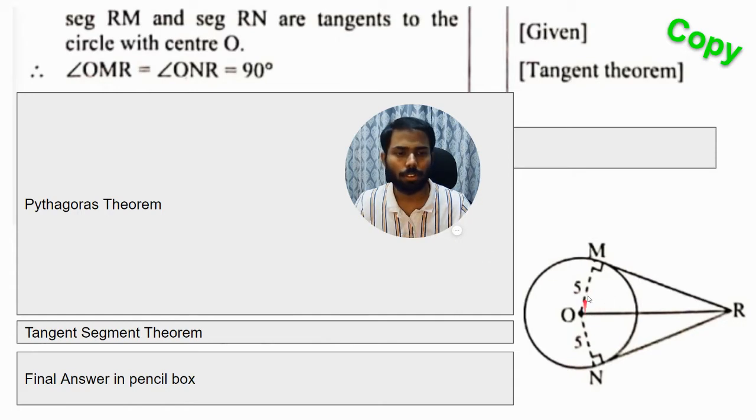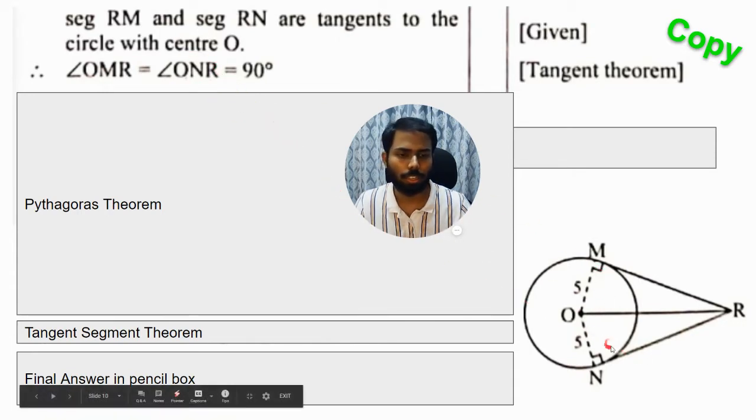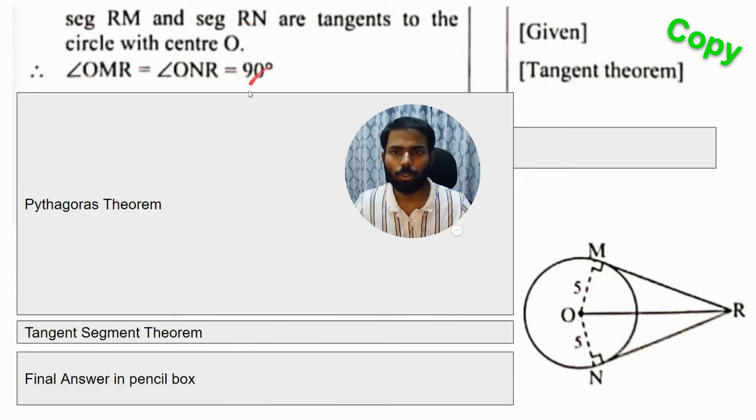Where is OMR? Here. This angle is OMR. Next, ONR. Where is ONR? Over here. So these two angles are equal to 90 degrees using tangent theorem. Now, look at this upper triangle. See, this is 5 centimeters and OR was given as 10 centimeters in the question. So you know 5 centimeters, you know 10 centimeters, and this is a right angle triangle. So in right angle triangles, whenever you know the length of two sides, you can find the third side using Pythagoras theorem. So let's use Pythagoras theorem in the upper triangle.